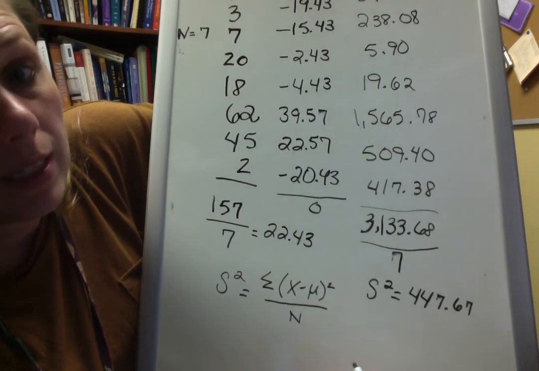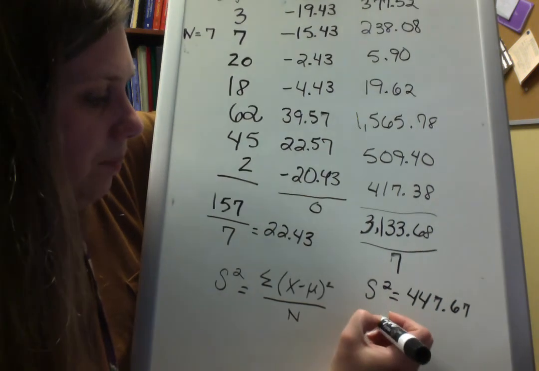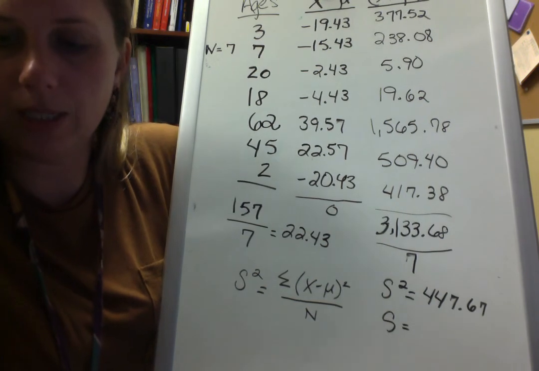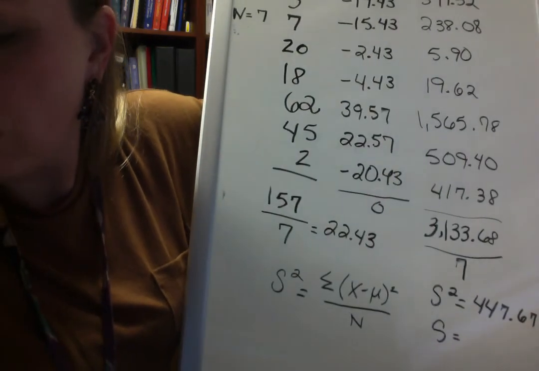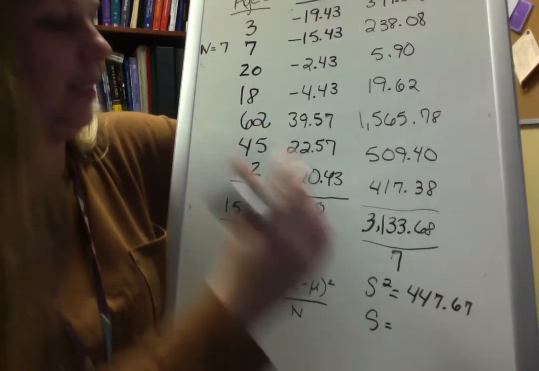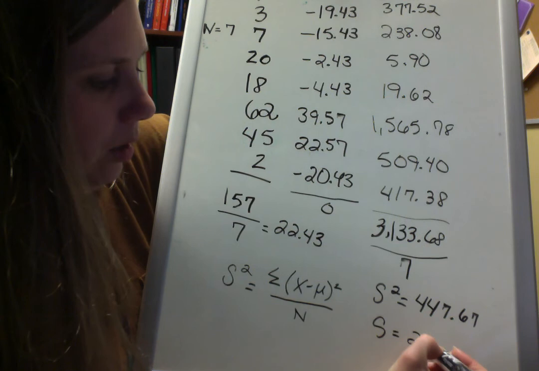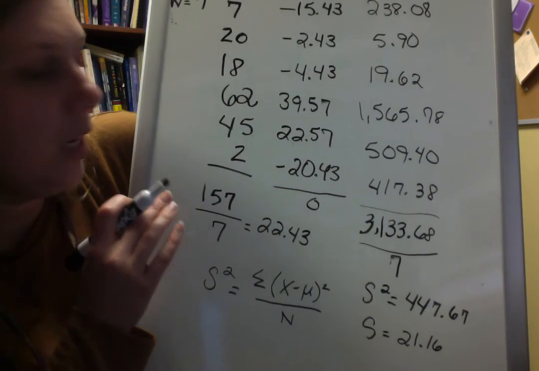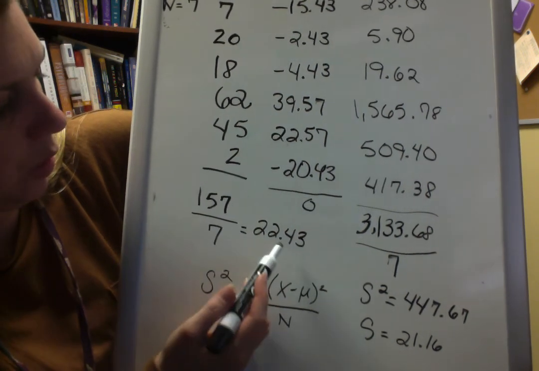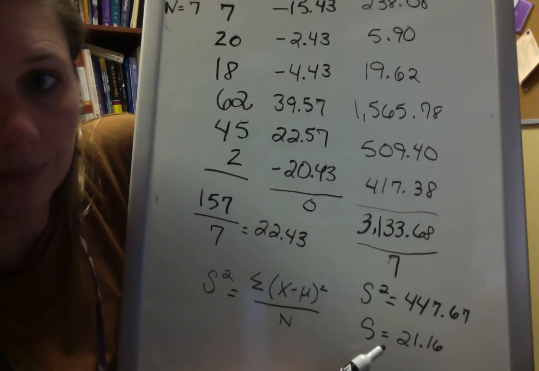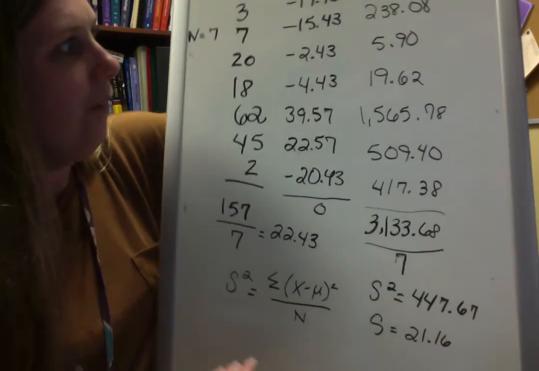Okay, so variance, 447.67. Now, like I said before, we always want the standard deviation. So I'm going to take the square root of my 447.67. Okay, and I get 21.16, which is saying, on average, the extent to which scores are deviating from our mean. Remember, our mean was 22.43. So the average deviation is 21.16. Okay? All right, so hopefully that made sense to you.